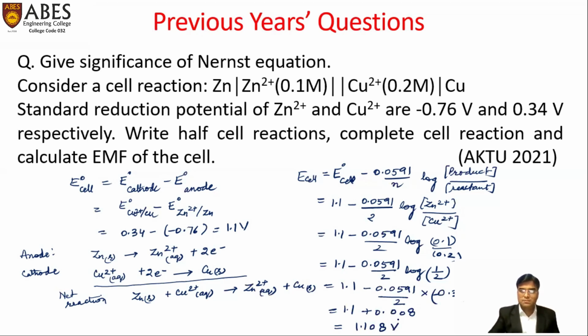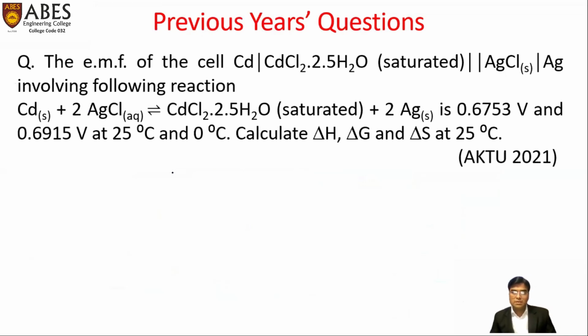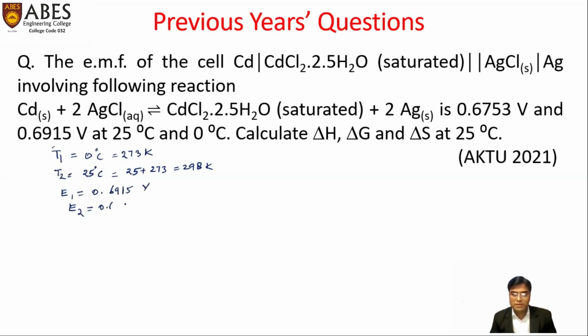Now the next question. The EMF of the cell is given here, involving following reaction. Reaction is given, and this is the EMF of the cell at two different temperatures. Calculate delta H, delta G, and delta S at 25 degrees centigrade. So here we can take T1 as 0 degrees centigrade, that is 273 Kelvin, and T2 as 25 degrees centigrade, that is 25 plus 273, that is equal to 298 Kelvin. E1 is 0.6915 volt and E2 is 0.6753 volt.